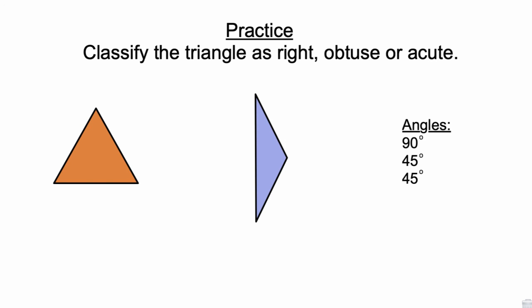Let's go ahead and do some practice. You're going to classify the triangle as right, obtuse, or acute. I have two pictures, and then I have one where it just gives you the angle measurements and you can determine what type of triangle it is. So go ahead and pause your video and then play it to get the answers.